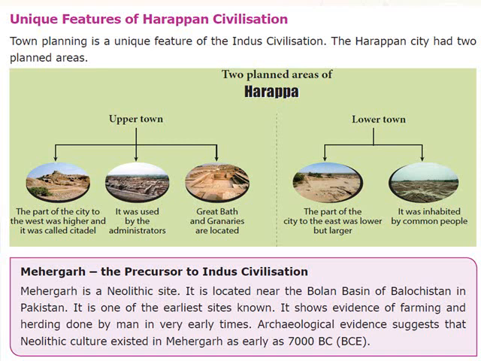It shows evidence of farming and herding done by man in very early times. So there is evidence for farming as well as herding, that is growing of cattle, done by man in very early times. Archaeological evidence suggests that Neolithic culture existed in Mehergarh as early as 7000 BC. So there was Neolithic culture in Mehergarh as early as 7000 BC.